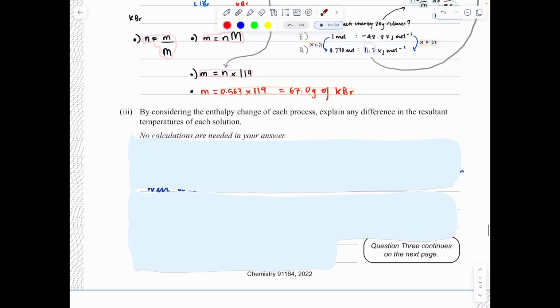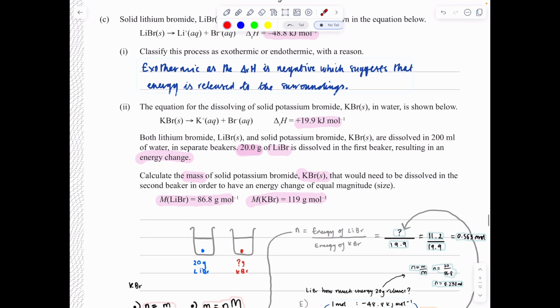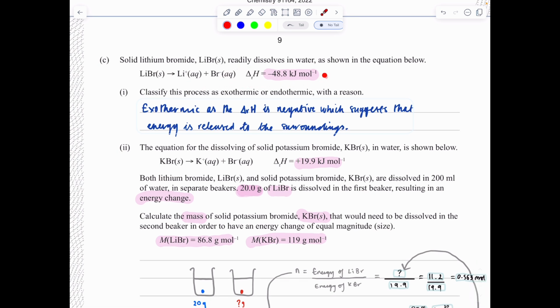So, next question. By considering the enthalpy change of each process, explain any difference in the resultant temperatures of each solution. Okay, so by the sounds of it, we're comparing the temperature differences of these solutions. So what's going to help us figure out the temperature of each solution? Well, we know that temperature is associated with heat. And so we need to figure out how much heat is being given off or absorbed by each of these reactions. So what do we look at? We have to look at the delta H values of each one.